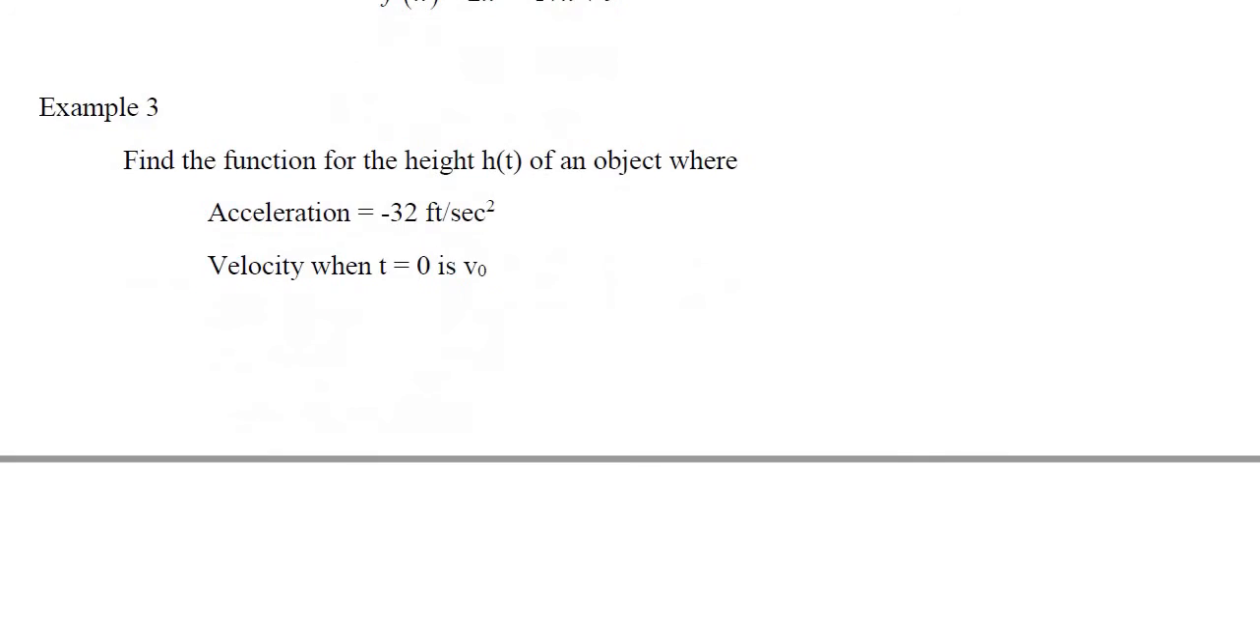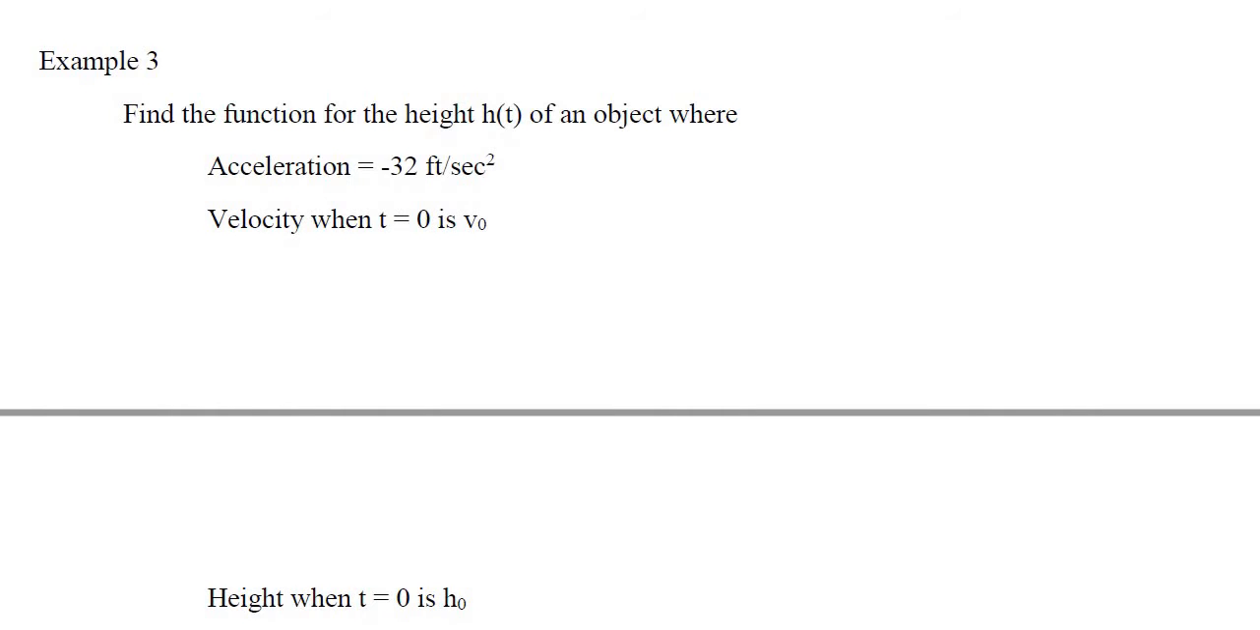Alright, let's take a look at a third example. So find the function for the height h of t of an object where the acceleration is negative 32 feet per second squared. The velocity when t is equal to 0 is going to be v0, and the height when t is equal to 0 is h0.